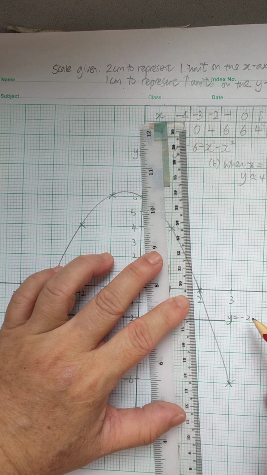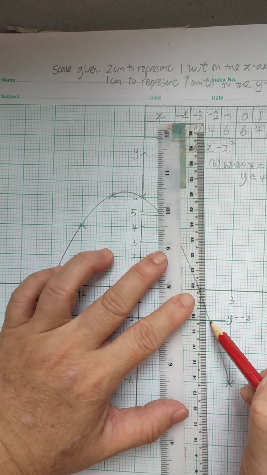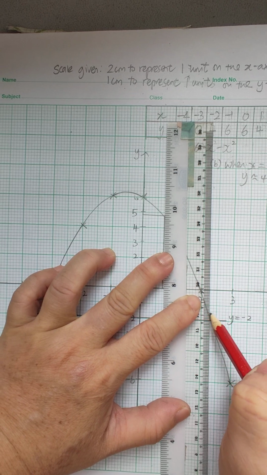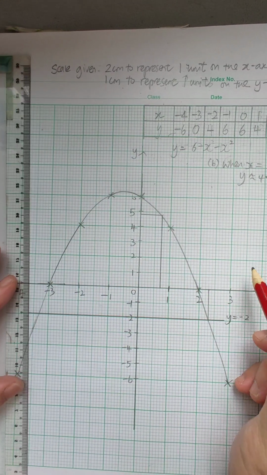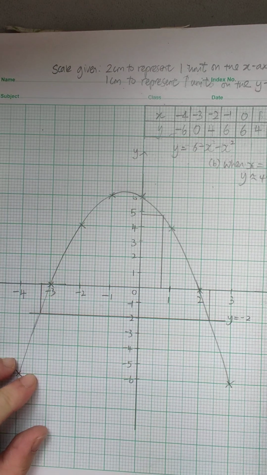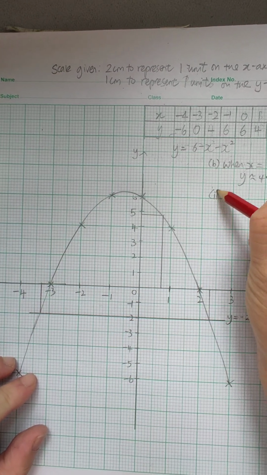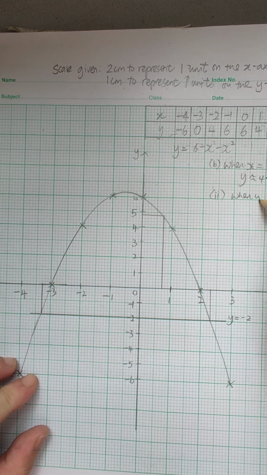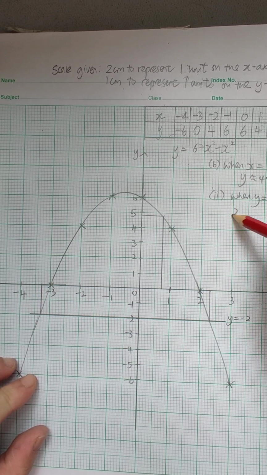The line will intersect the curve at this point here, and also at this point here. So basically you have two values of x. When y equals -2, there are two values of x.